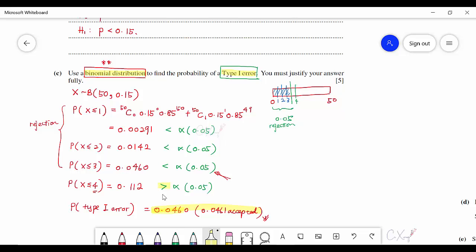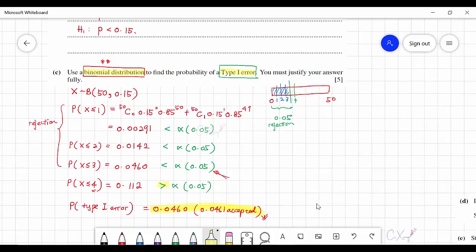Okay, and usually for the type 1 error, the answer is very close to alpha, because alpha is taken based on type 1 error as well. For normal distribution, the type 1 error equals alpha, but for binomial, it is a bit different. It will be slightly different because binomial is discrete. Therefore, we are looking for the p-value which is very, very close to alpha. The closest p-value compared with alpha is smaller than it. So the type 1 error here will be 0.0460. Just a heads up, when you calculate all the steps here, it also tells you that 0, 1, 2, 3 falls under the critical region, and then 4 until 50 falls under the acceptance region. Okay, now we can proceed further.